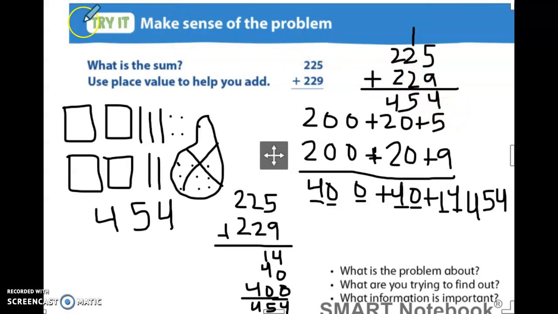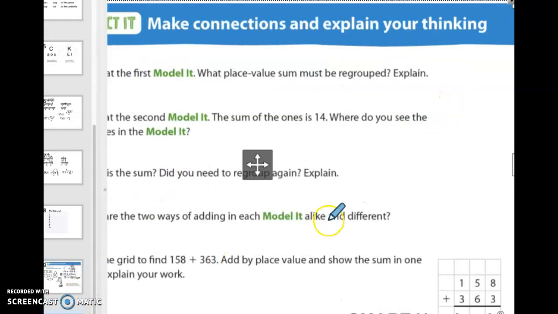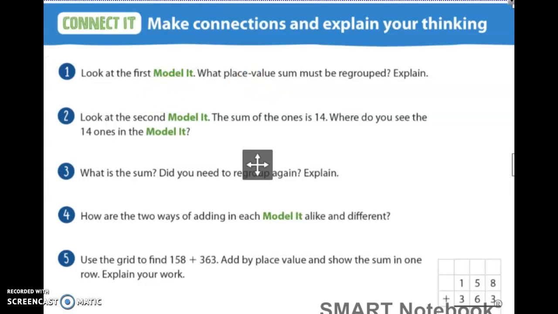So let's look a little bit closer at, on the next page in your book, it shows you this break apart way, and it also shows you this regrouping way. So now we're going to answer some questions about that. So the first question says, look at your model, at what place value sum must be regrouped. Well, if we look at it, we can see that the ones need to be regrouped.